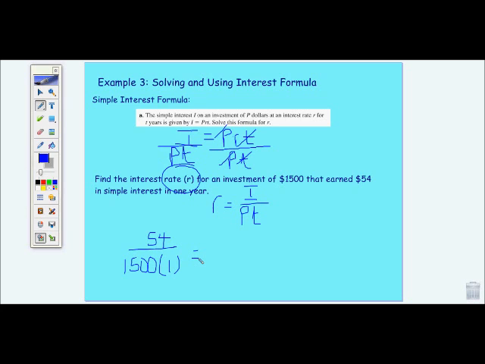I can go ahead and simplify that, put that into a calculator. I get 0.036, and changing that into an interest rate would be 3.6%.